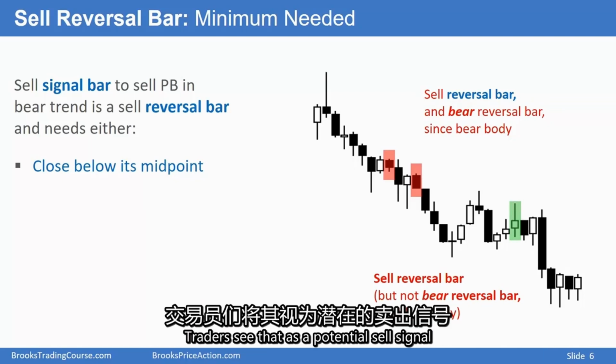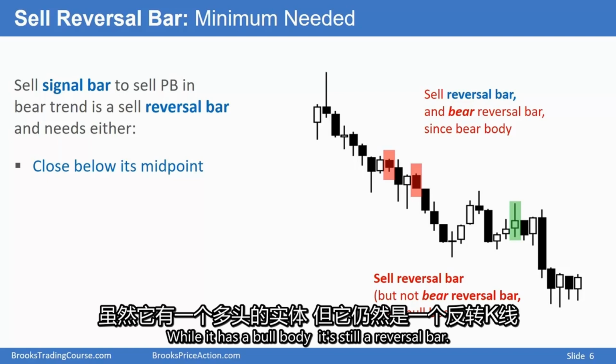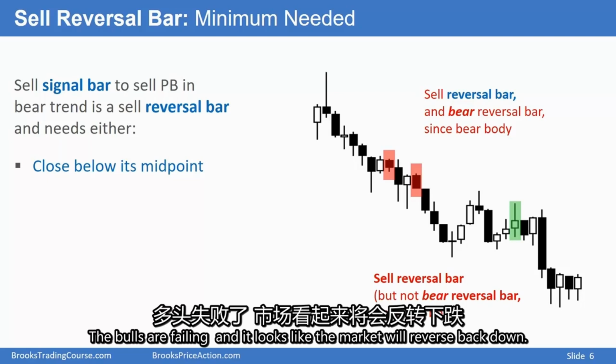Traders see that as a potential sell signal, and they'll look to sell right below the low of the bar, and they get filled here. While it has a bull body, it's still a reversal bar. The bulls are failing, and it looks like the market will reverse back down.